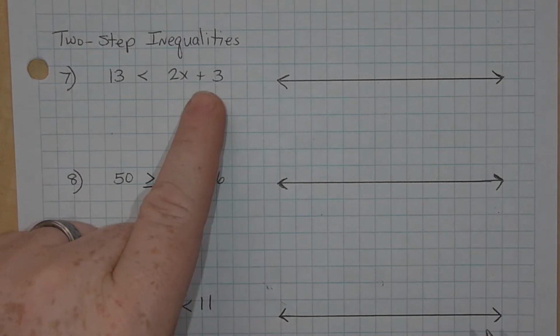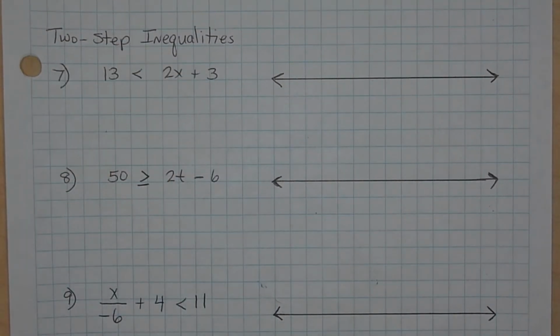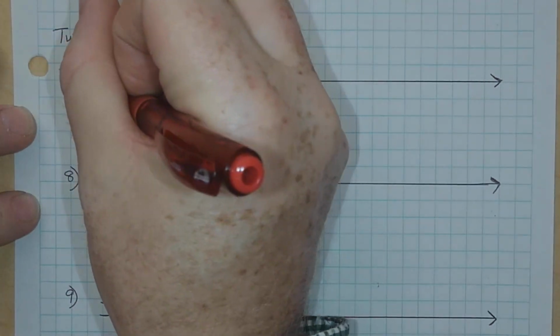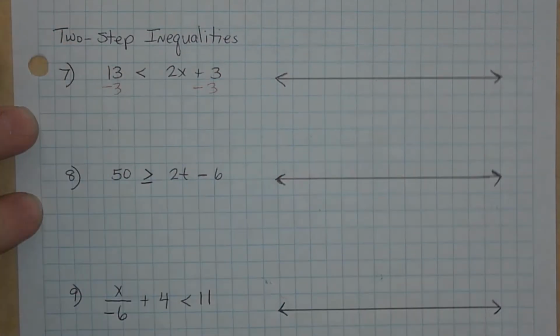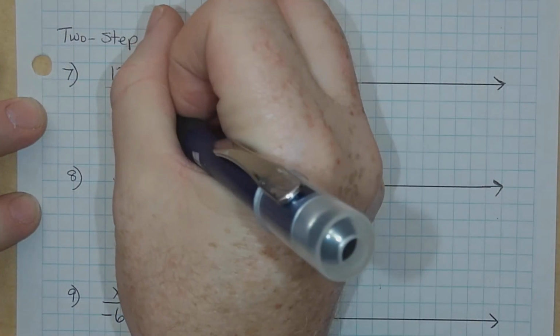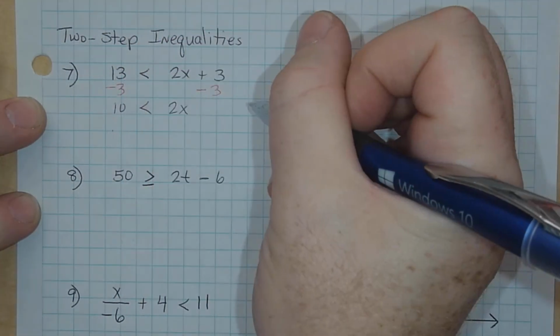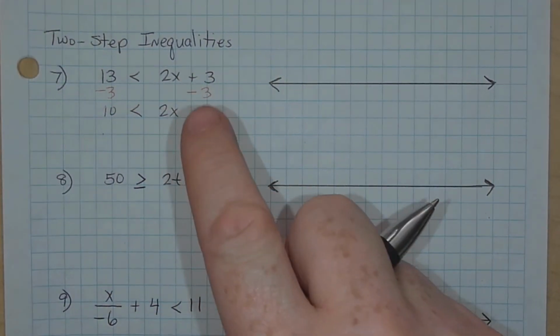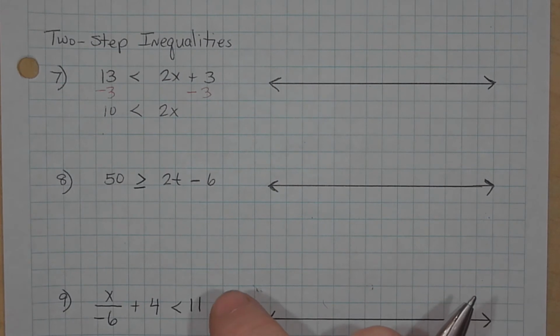So we're going to do the opposite of adding 3. So what is the opposite of adding 3? What's the inverse operation? Subtracting 3. Whatever I do to one side, I've got to do to the other side. So this is going to end up being 10. 10 is less than 2x. That's it, right? Now, of course, you see I left the variable on the right-hand side. I'll flip it over at the end.